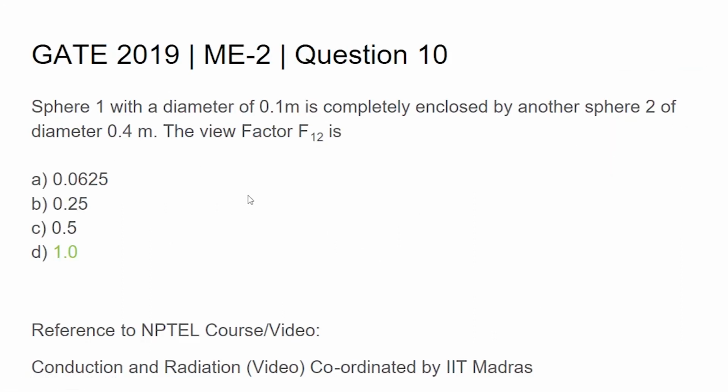Coming back to the slides, the question is: sphere 1 with a diameter of 0.1 meter is completely enclosed by another sphere 2 of diameter 0.4 meter. The view factor F12 is, and the solution is option D, 1.0. For more clarification and reference, you can refer to the NPTEL video Conduction and Radiation coordinated by IIT Madras.